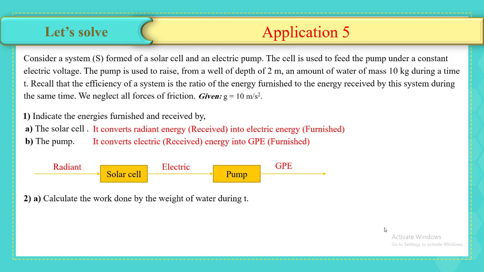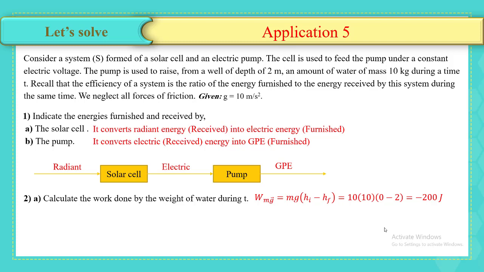In part A of question number 2, we have to calculate the work done by the weight during the time t. We apply the expression of the work done by the weight. We know that W of mg is equal to mg times initial height minus final height. We make the substitution and we get W equal minus 200 joule.